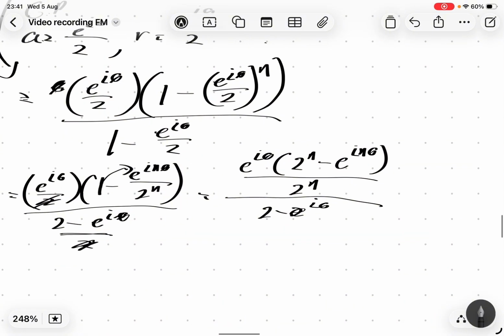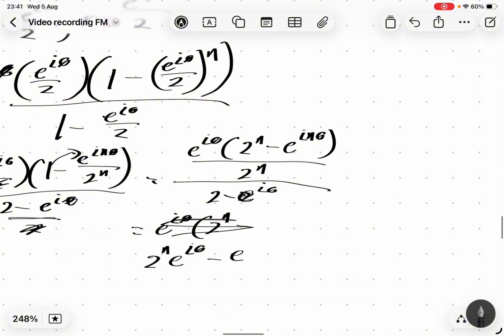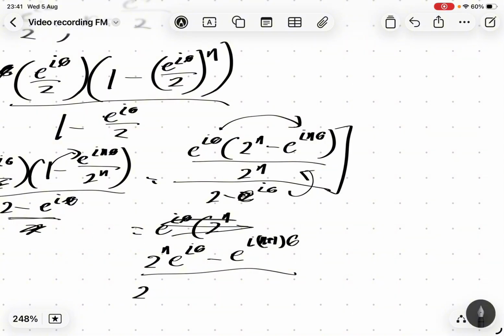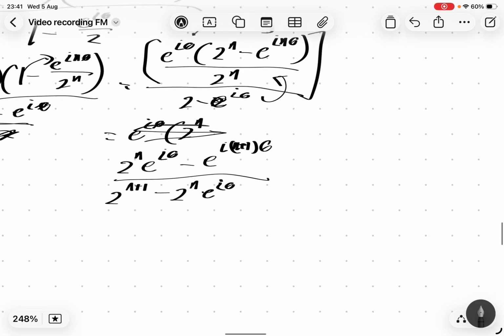Okay, so I get 2 power n e^(i theta) minus e, this times this is e^(i (n plus 1) theta) over 2, because I'm multiplying this, I'm bringing it up. 2 power n plus 1 minus 2 power n e^(i theta). Okay, this is what I got.